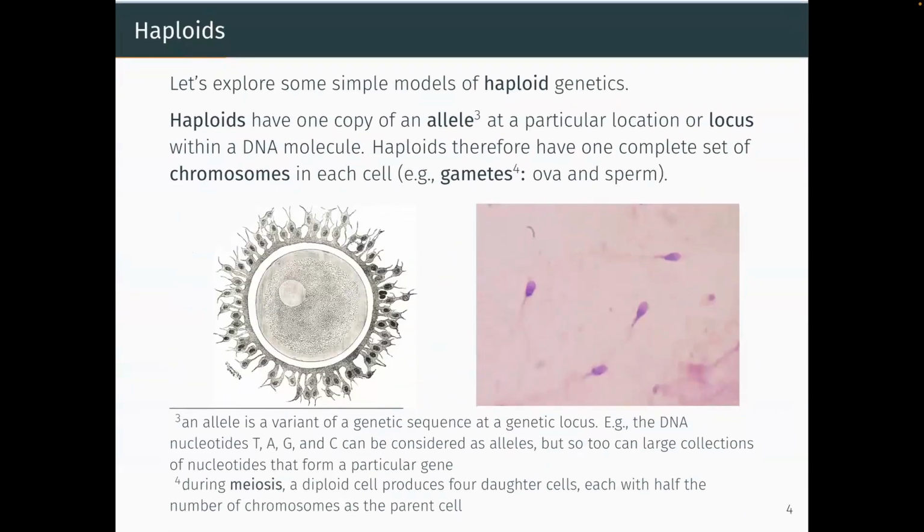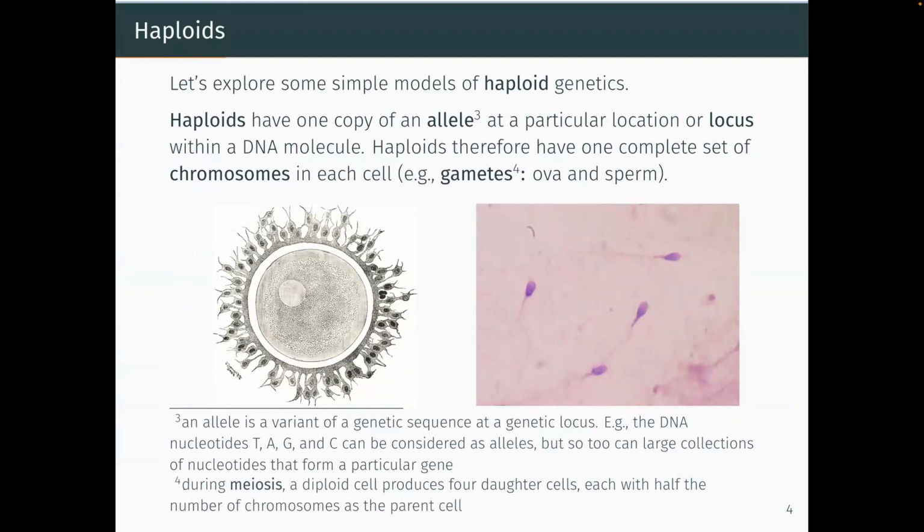So haploids. We're going to start off with the simplest models we can, and haploids are basically as simple as we can start. Haploids have just one copy of an allele at a particular location, or genetic locus. Locus is just, think of it as a location within your genome. So one copy of an allele. There could be different versions of an allele that could exist at that genetic locus. So we have one complete set of chromosomes within each cell.